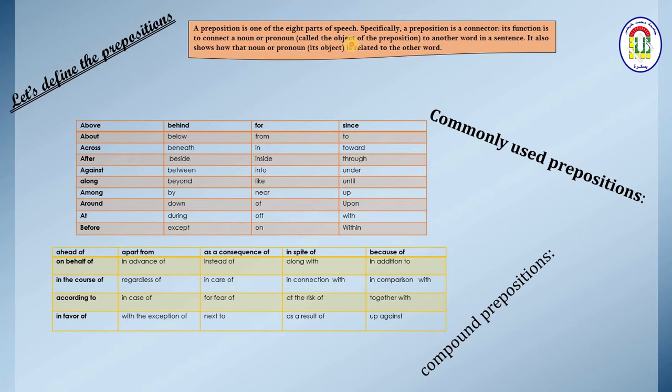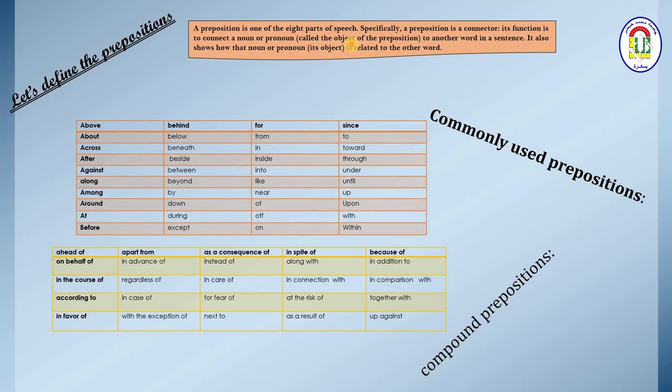We can consider it a connector, and by adding a preposition to the noun or the pronoun, we can say that it is an object of the preposition, especially when talking about the sentence elements. So we have subject, verb, object. The object can be an object of preposition because it is preceded by a preposition. It also shows how that noun or pronoun is related to the other word.